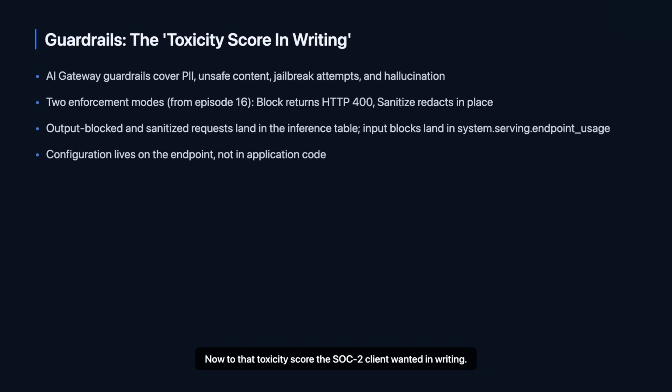Now to that toxicity score the SOC 2 client wanted in writing. That's the AI Gateway Guardrails layer, which we covered the threat side of in episode 16. The guardrails cover PII, unsafe content, jailbreak attempts, and hallucination signals. 2 enforcement modes: block returns HTTP 400 and stops the request. Sanitize redacts in place and lets the call proceed.